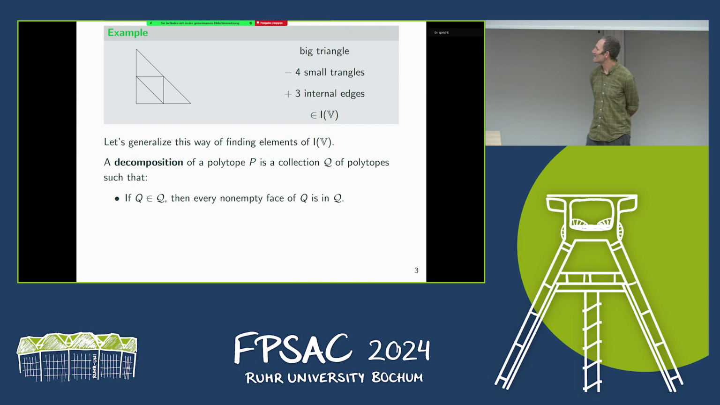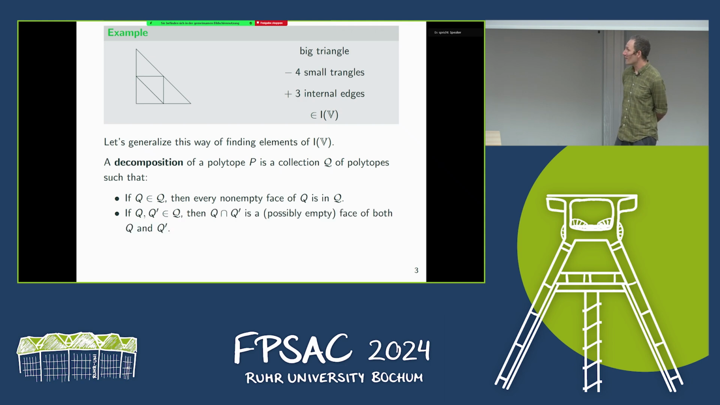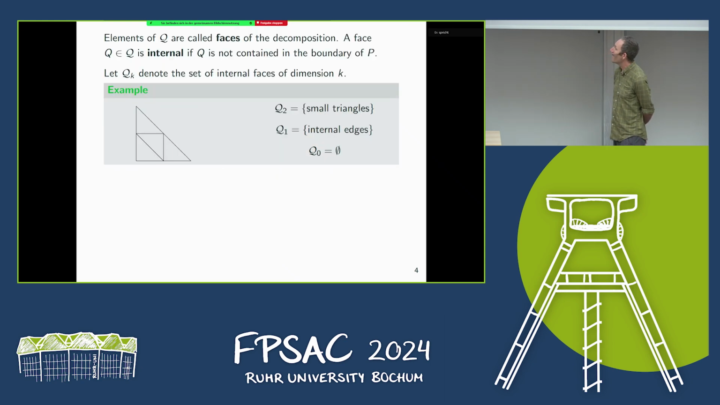A decomposition of a polytope is a collection of polytopes so that it's closed under taking faces: the face of an element in my collection is again in my collection. 2 polytopes in my collection intersect at a common face, and their union is the big polytope P. So I've just given you 2 examples of this. The first example was a decomposition of the octahedron, and the second example is a decomposition of the big triangle. Elements of the decomposition are called faces, and I'm particularly interested in the internal faces, so faces that are not contained in the boundary.